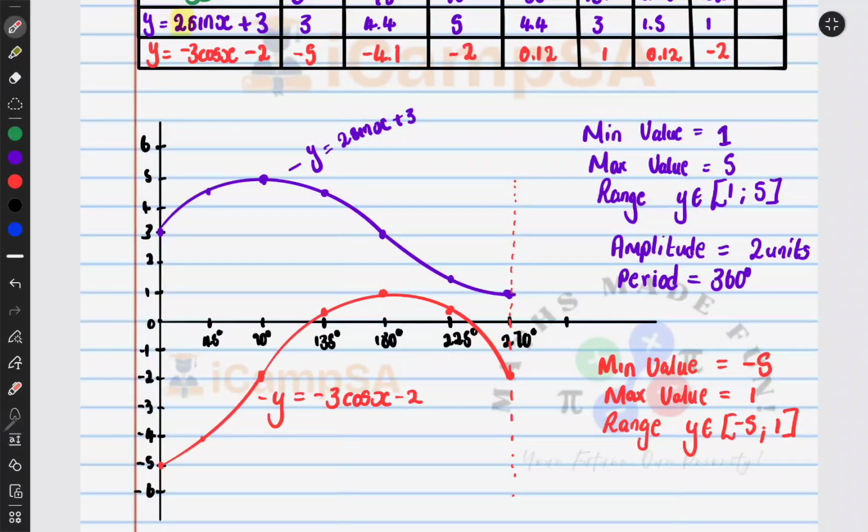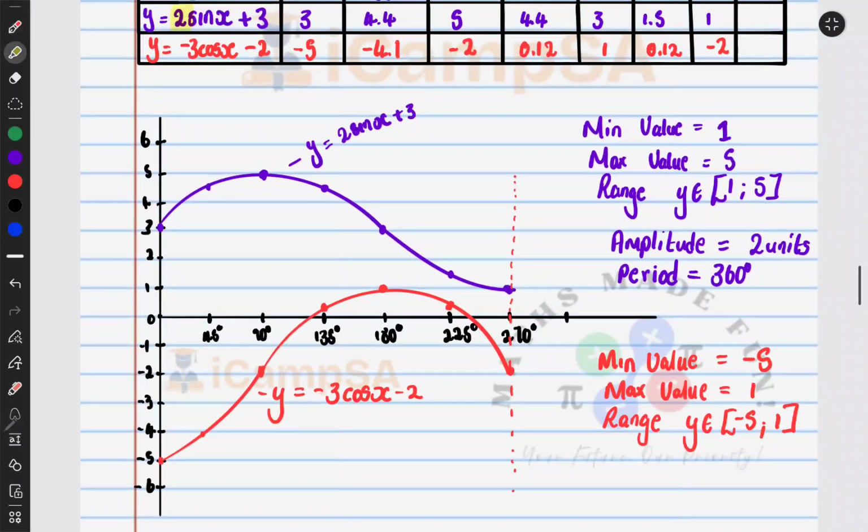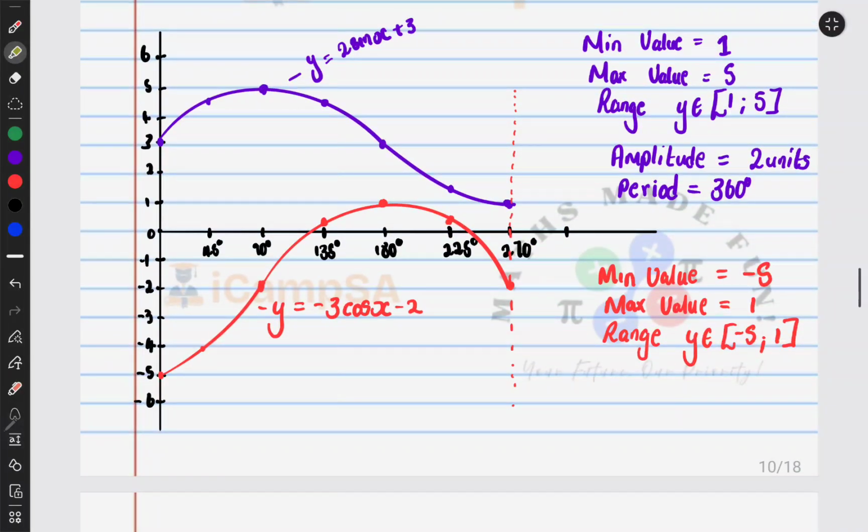Okay, and then the amplitude is what is given there. It's gonna be a 3. That is your amplitude. Amplitude is equal to 3 units. And then lastly, the period.